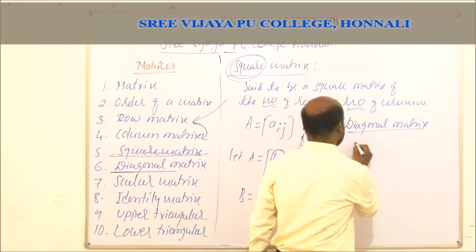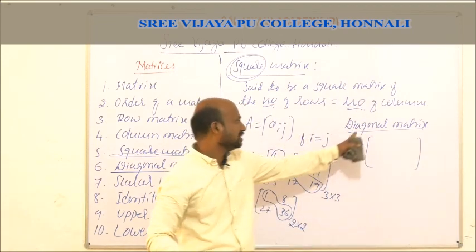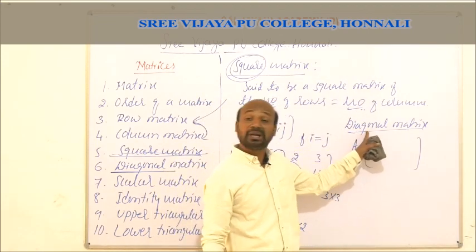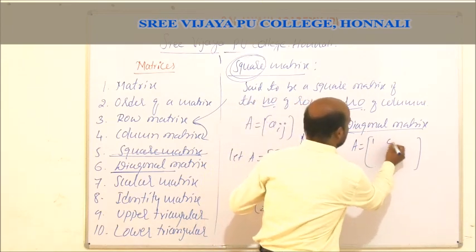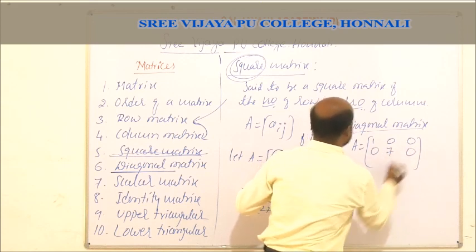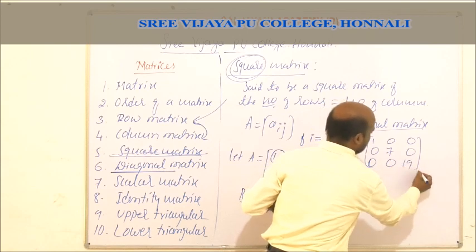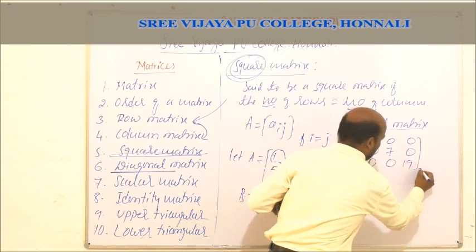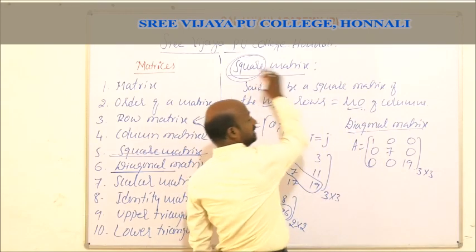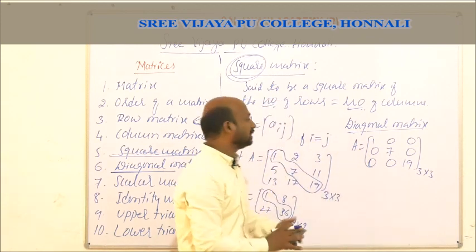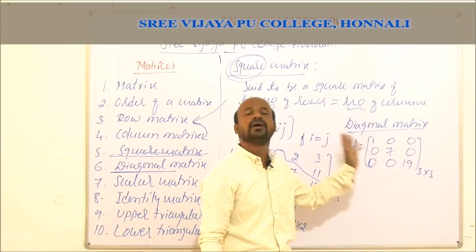That is, let us take the matrix A, it contains only the diagonal elements. As the name itself indicates, the matrix must contain only the diagonal elements. Non-diagonal elements must be 0. So let us take [1, 0, 0; 0, 7, 0; 0, 0, 19]. Again order: number of rows 3, number of columns 3. So a square matrix is said to be a diagonal matrix if all the non-diagonal elements are zeros. It means it contains only diagonal elements.